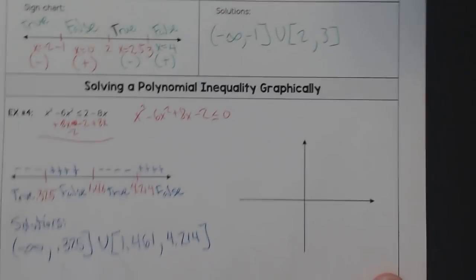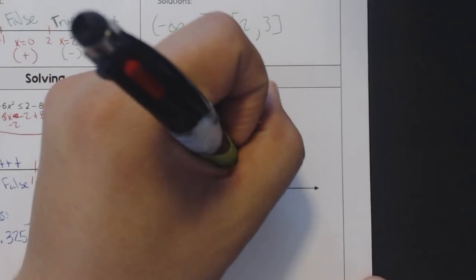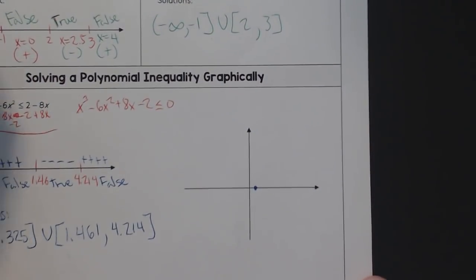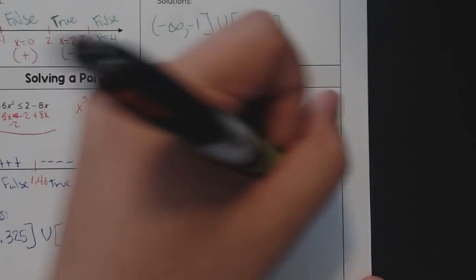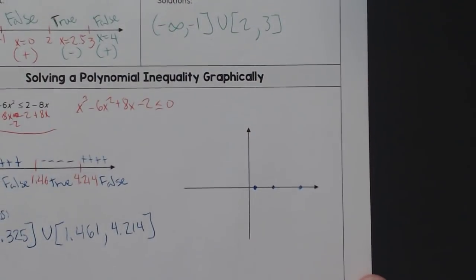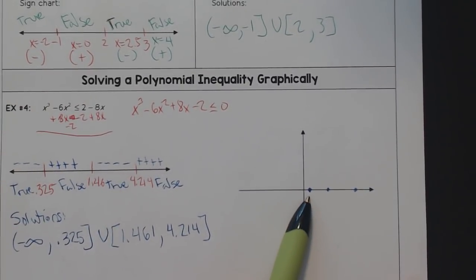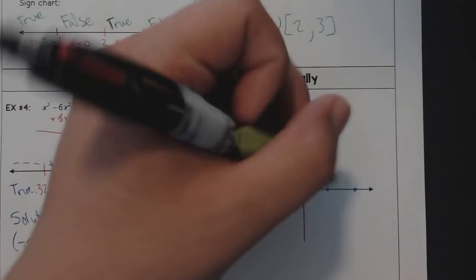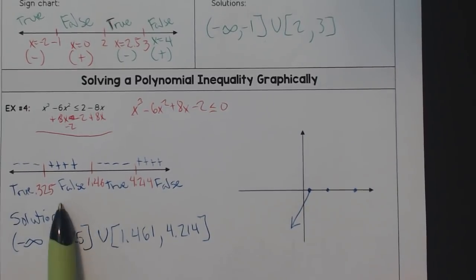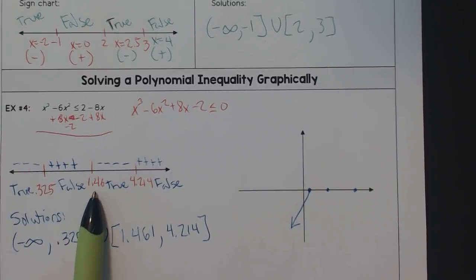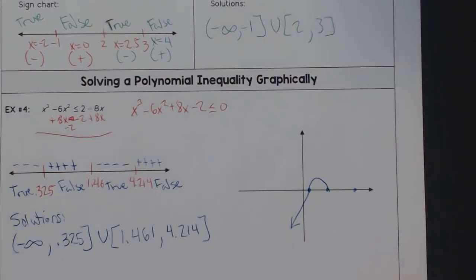So with that information, I can plot my graph. I can say, okay, well, 0.325 is somewhere here, and 1.46 is a little bit further ahead, and then 4.21 is a couple more units ahead. But based off this sign chart, I know that everything before this x-intercept of 0.325 is negative. So I can just go, okay, that's going down. I also know that everything between 0.325 and 1.46 is positive. So it's going to be some kind of curve like that going positive.